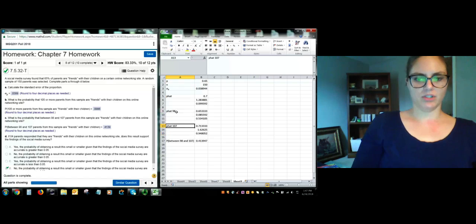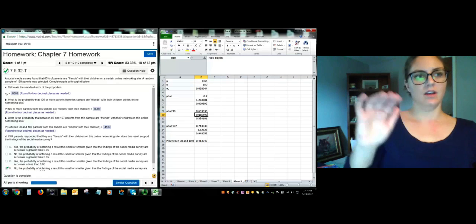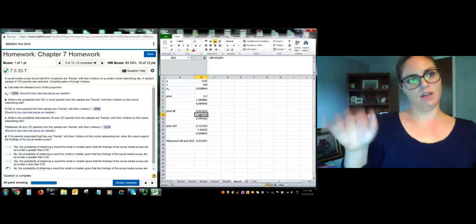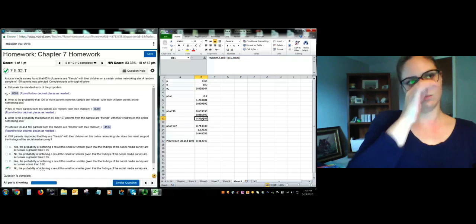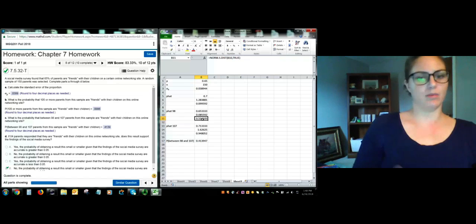Convert both of those to proportions. Put those respective proportions into a z formula where it's p hat minus p divided by the standard error of p, and then find the standard normal distribution probability. Then take the difference between those two probabilities.